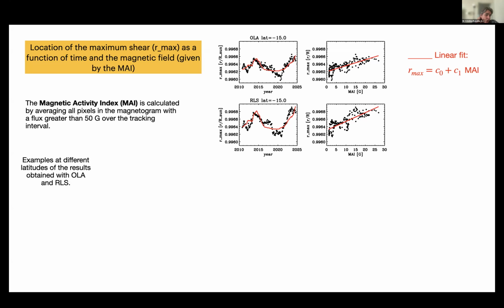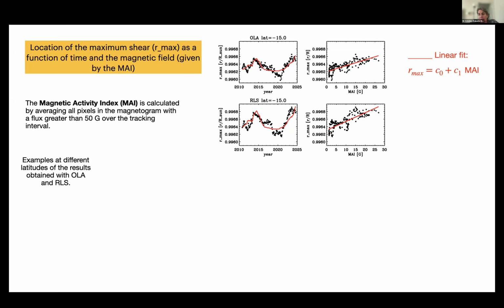It's calculated from averaging all pixels in the magnetogram with a flux greater than 50 Gauss over the track interval. So we can calculate the magnetograms that correspond to each Dopplergram. So we have exactly the average of the magnetic field for the same data that we use. I also use the Carrington rotation average of these magnetograms. I also did the 1 year moving mean, just to really be a one-to-one comparison here.